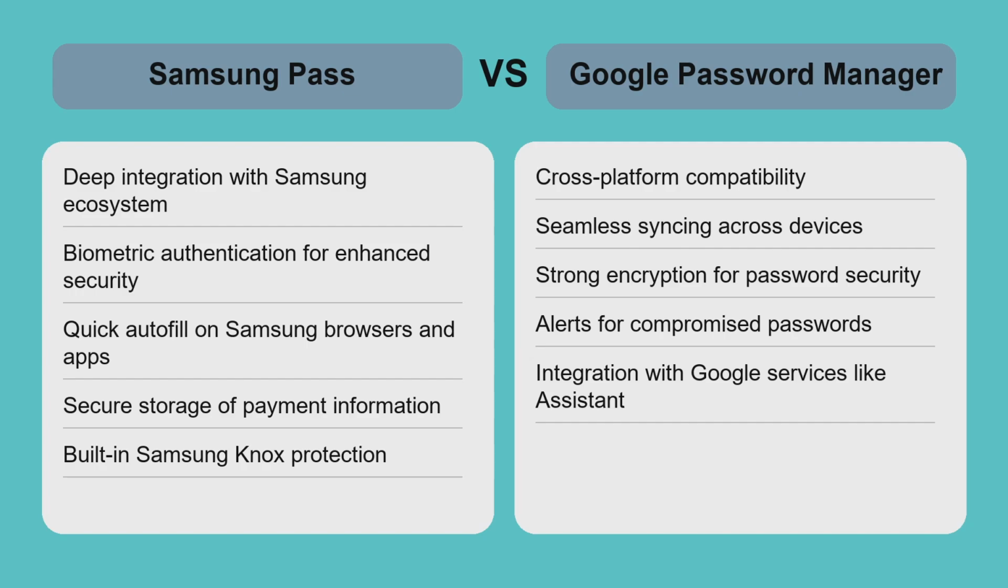For example, if you use a Samsung phone exclusively, Samsung Pass provides a smoother experience with built-in biometric authentication. Conversely, if you use multiple devices or prefer a platform-agnostic solution, Google Password Manager offers broader compatibility and convenience. The trade-off is between ecosystem depth and cross-platform flexibility.